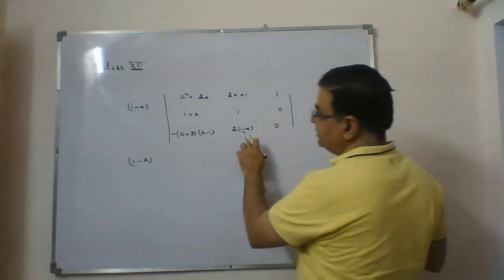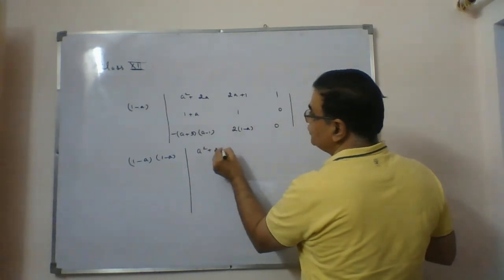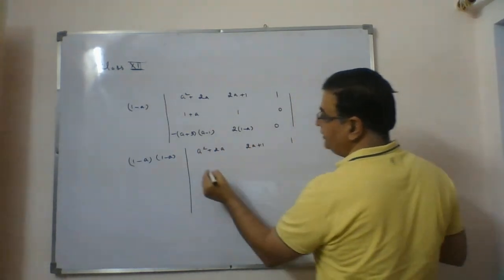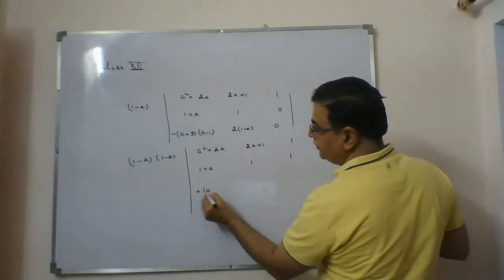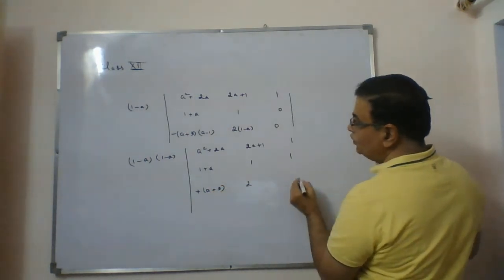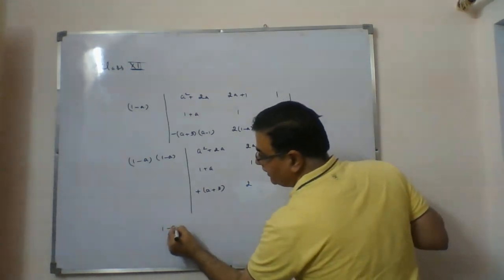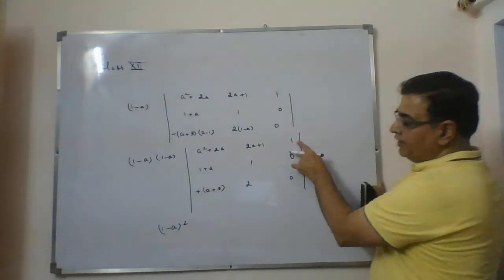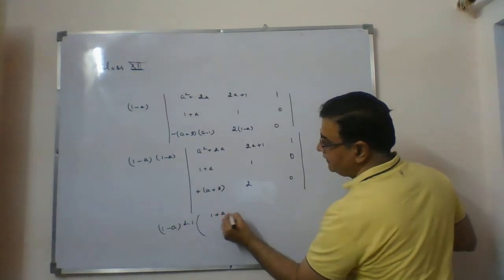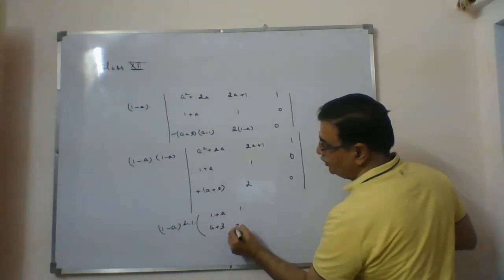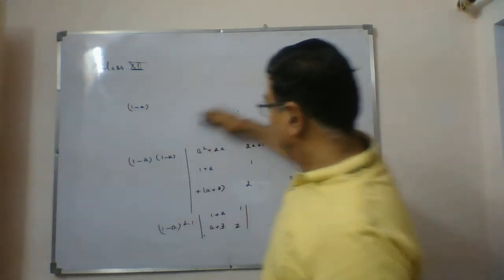And when you go for it, 1 minus a further will be taken common. Left is a square plus 2a, 2a plus 1, then 1, 1 plus a, 1 and 1. Left is minus of, minus will be plus now, a plus 3, 2 and 0. And now you can open it. 1 minus a whole square is here. Then 1 into its cofactor, what will it come? It will be 1 plus a, 1, a plus 3, 2. Now you solve it. Now what will it come?